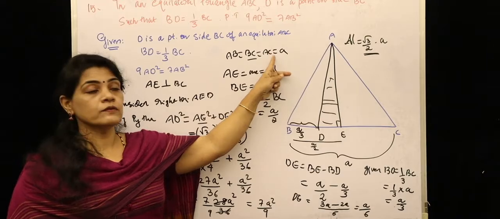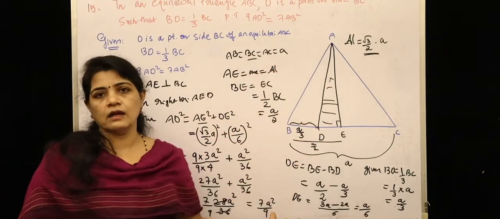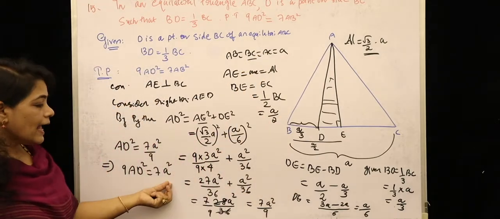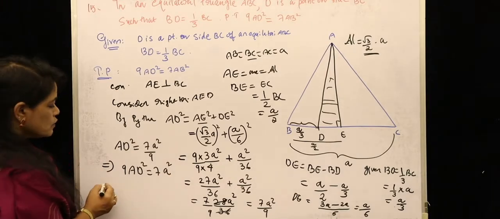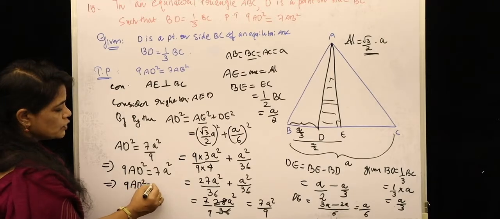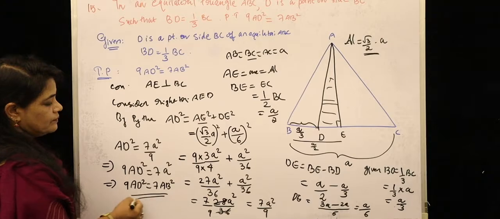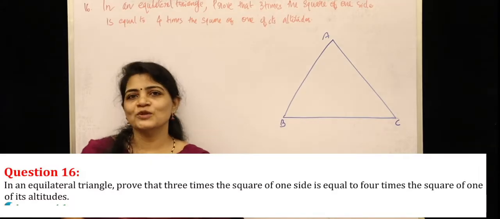What is A? A can be replaced with AB or BC or AC, being an equilateral triangle. So in order to get the required answer, I am going to substitute A as AB. So A square is AB square. So you will get 9AD square equal to 7AB square. This is the answer.